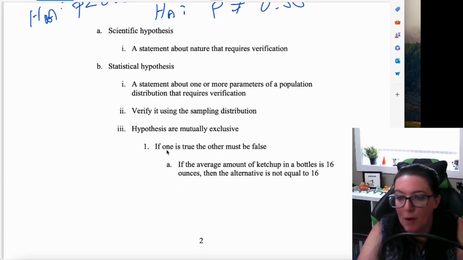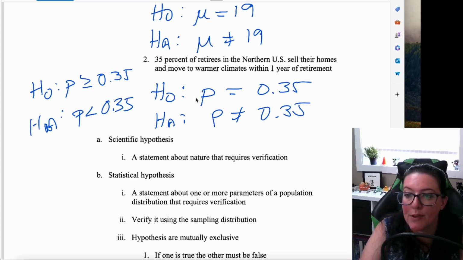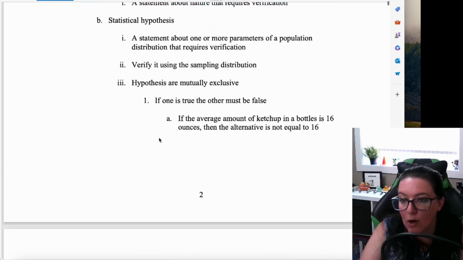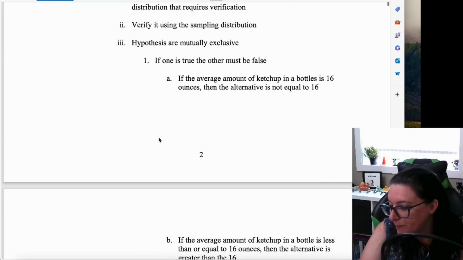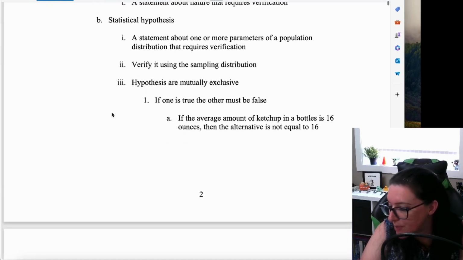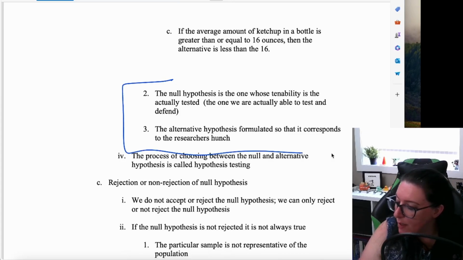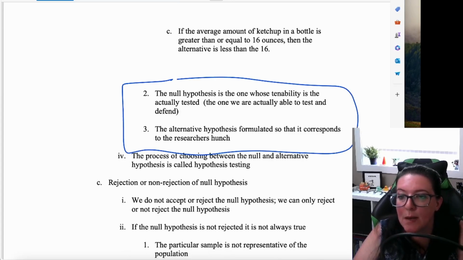Now, our statistical hypothesis must be mutually exclusive. So notice here that all possibilities are represented by the null and the alternative hypothesis, whether you have a one-tailed directional test or whether you have a two-tailed and you're allowing for it to be higher or lower. So if one is true, the other must be false if they are mutually exclusive. The null hypothesis is the one whose tenability is actually tested, whereas the alternative hypothesis is the one that's the researcher's hunch.